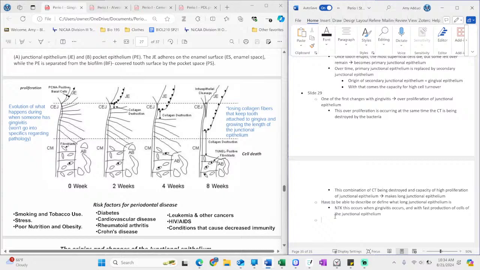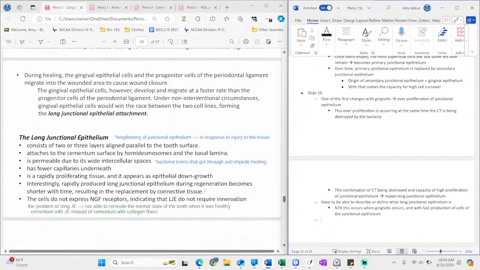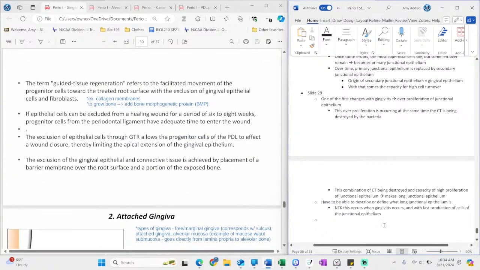Okay? Over time, once the infection is destroyed, if you don't do anything else, slowly and over months, the long junctional epithelium is going to become shorter and shorter and shorter. But you, as a dentist, what you are going to try to do is this guided tissue regeneration. That's part of one of the most used periodontal treatments once you have severe periodontal disease.